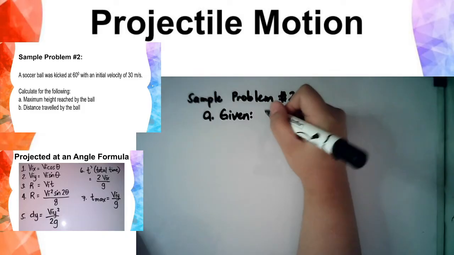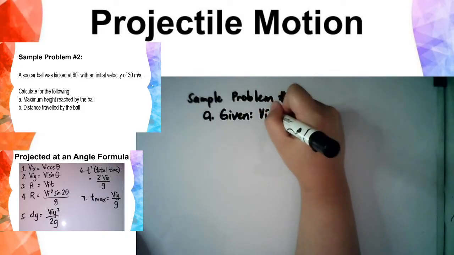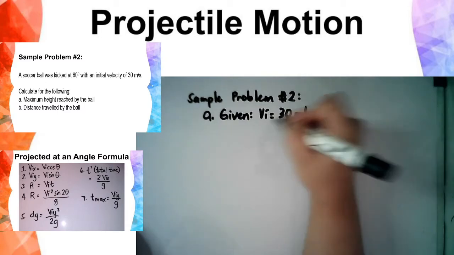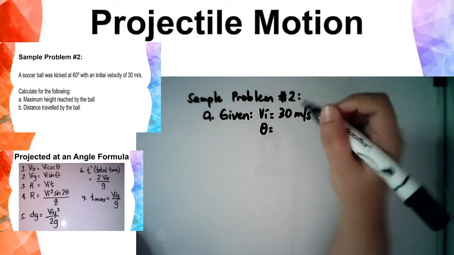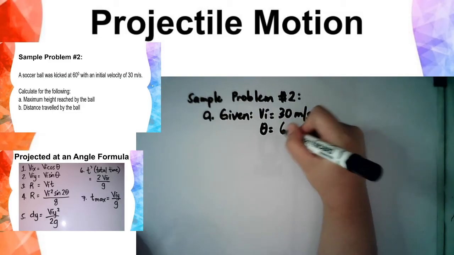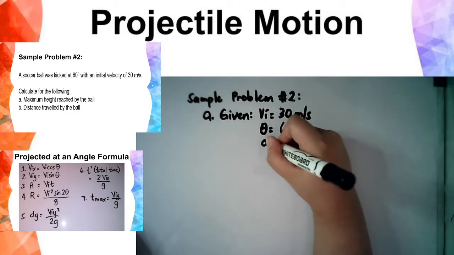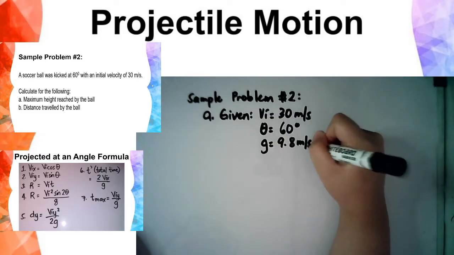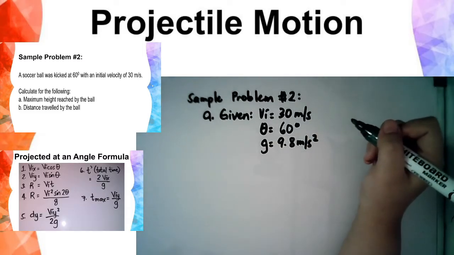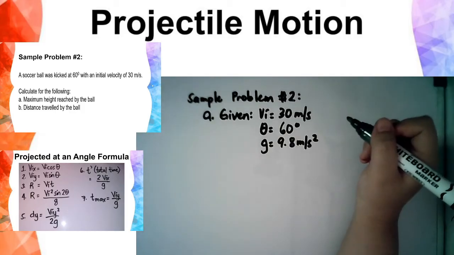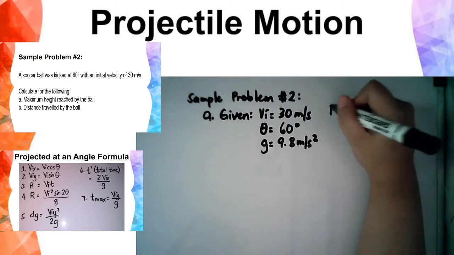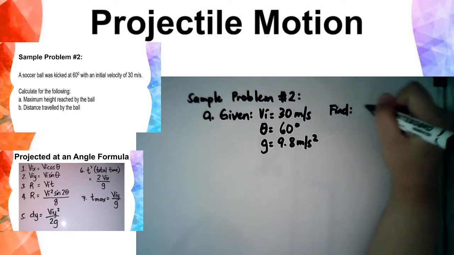We have the initial velocity, which is 30 meter per second. We have the angle, theta, which is 60 degrees. And then we have the acceleration due to gravity, which is 9.8 meter per second squared. So dito naman sa letter A, ang tinatanong or ang kailangan natin i-compute ay the maximum height reached by the ball. So we need to find for dy.